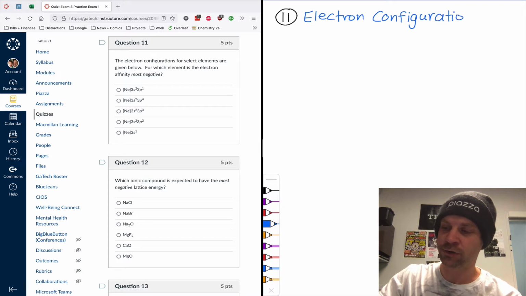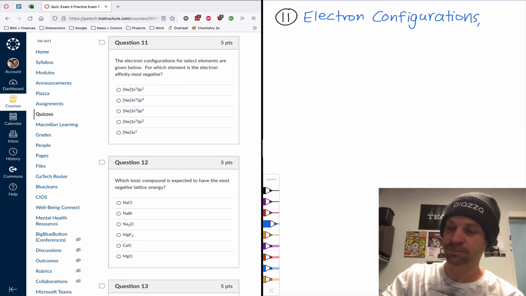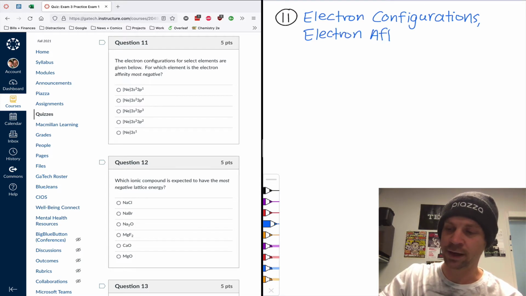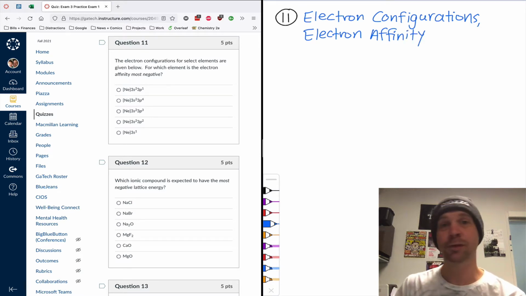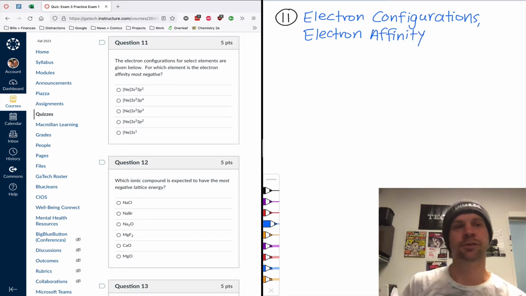So the problem mentions electron affinity. And so we're going to be concerned with that in this problem, and in particular how it varies across the periodic table after we've identified each of these elements. So there's more than meets the eye to this problem. There's a little bit under the surface.